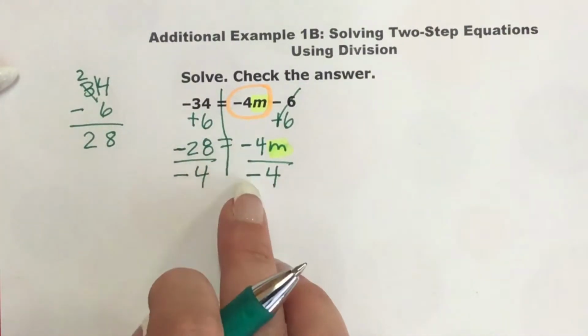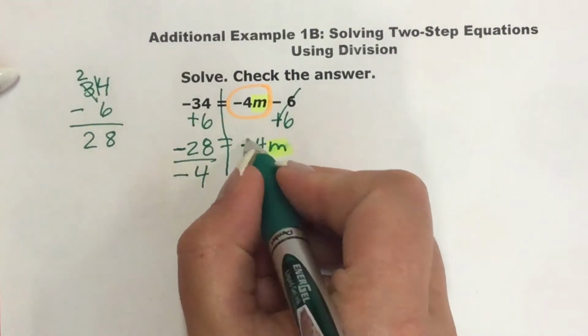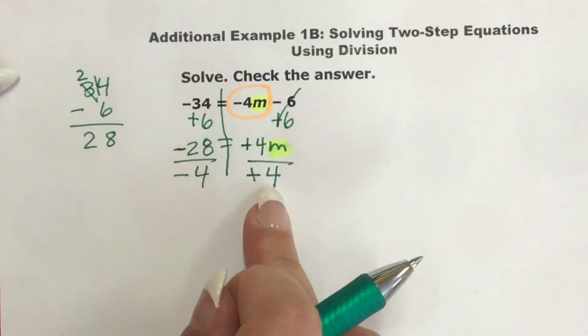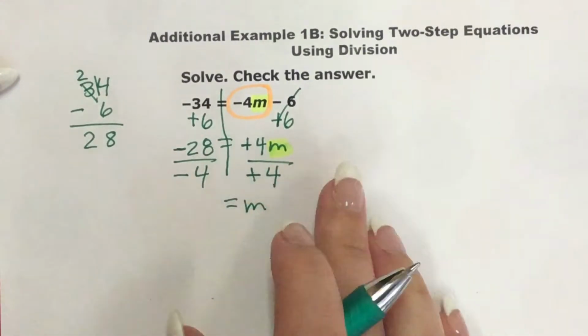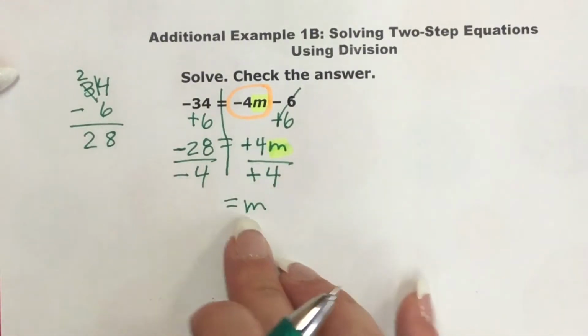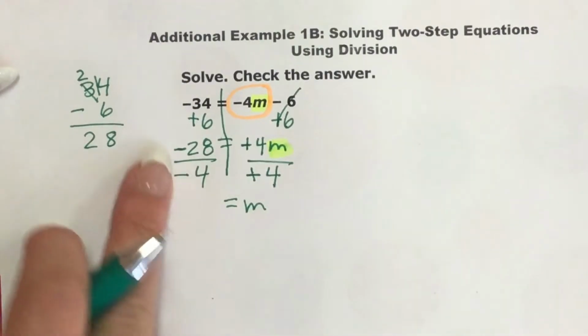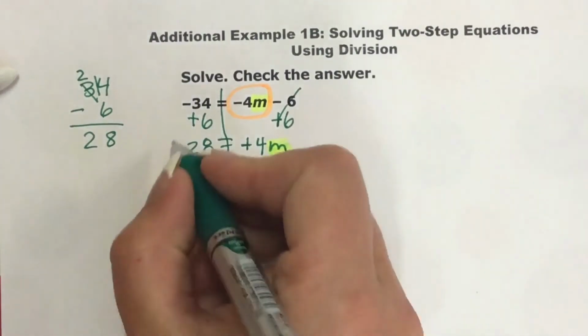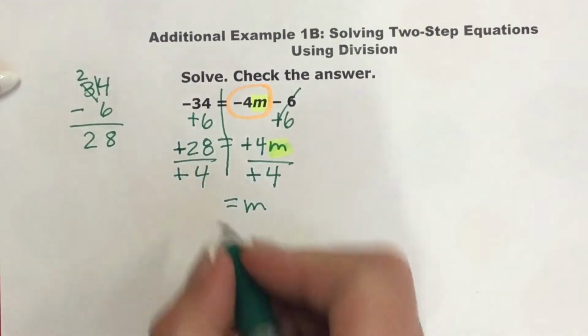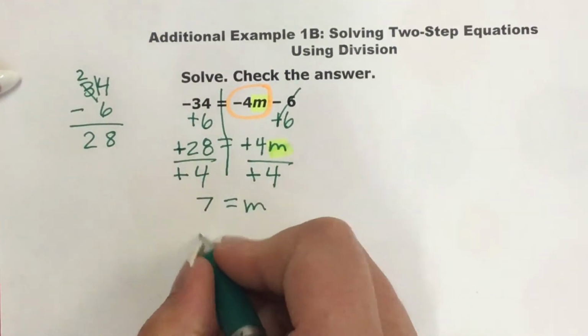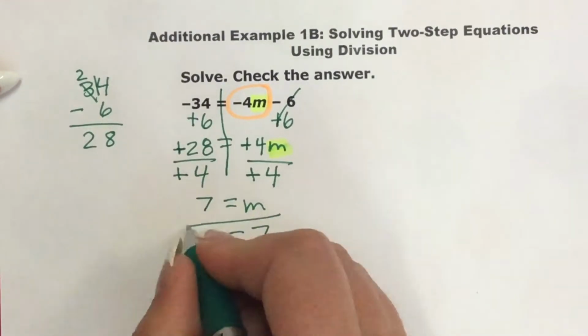So right over here, a negative divided by a negative, remember that's a positive. 4 divided by 4 is 1. 1 times m is just m. Did I say n? Maybe I did, sorry. It's m. And then over here, negative divided by a negative is going to be a positive. 28 divided by 4 is 7. So m equals 7.